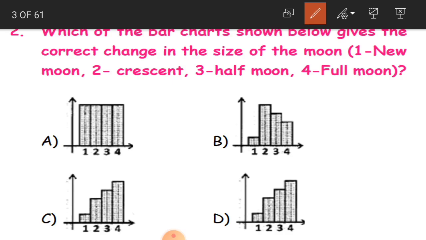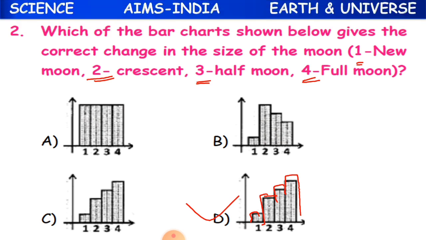Number one indicates new moon, number two indicates the crescent moon, three half moon, four full moon. Okay children, so what will match? That is option D. The new moon, its size is less. Again crescent moon, the moon size increases. Size in the sense of the brightness level, the area that increases. Again half moon, the third one. Again the full moon, the total moon will be covered with light. So this D option is the correct answer.